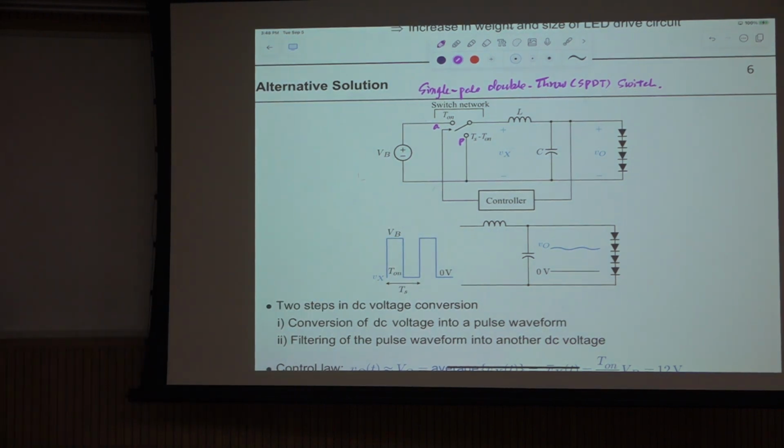Okay. This is the basic principle of the PWM converter. So we discuss this a little bit further. So first, frequency domain analysis. Let's consider the frequency domain analysis.